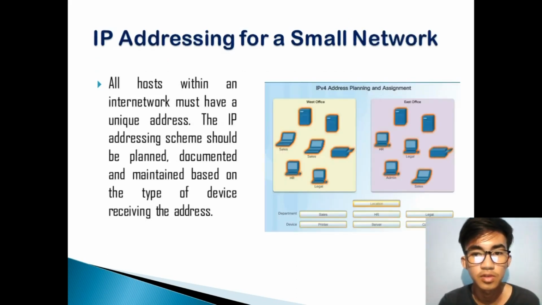So, IP addressing for a small network. All hosts within an internetwork must have unique addresses. So the IP addressing scheme should be planned, documented, and maintained based on the type of the device receiving the address. So this is IP addressing planning and assignment. This is the West Office, East Office. This is how to plan for doing a small network. So we need a PC, printer, hub, and just the same in the West Office.